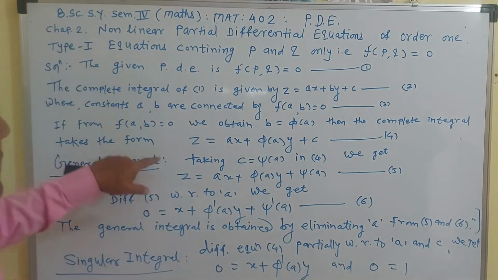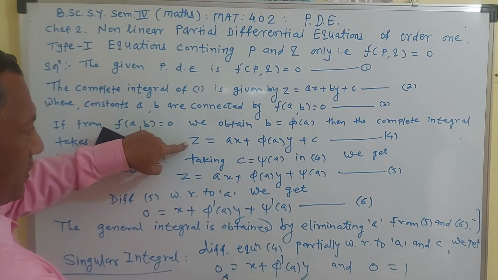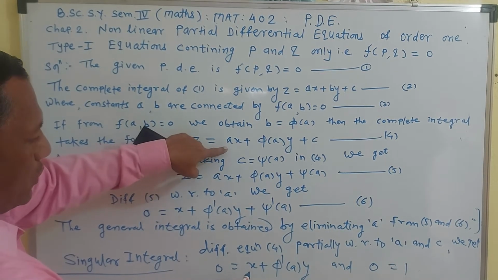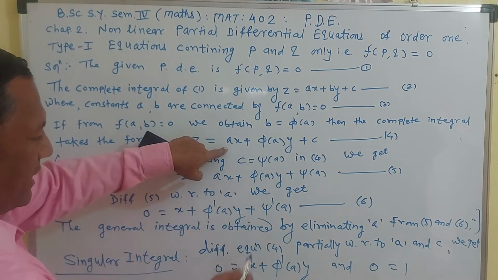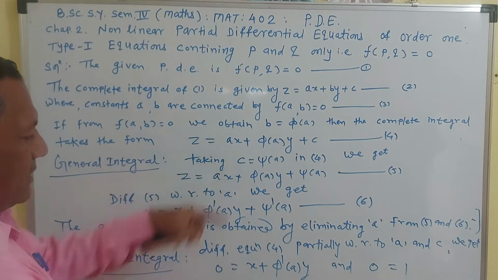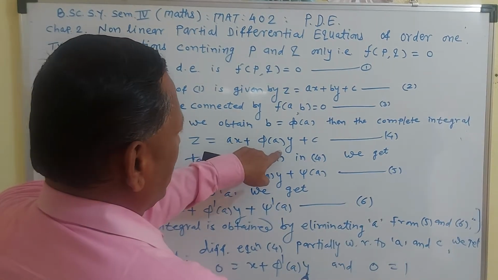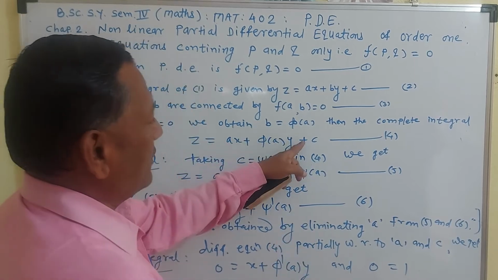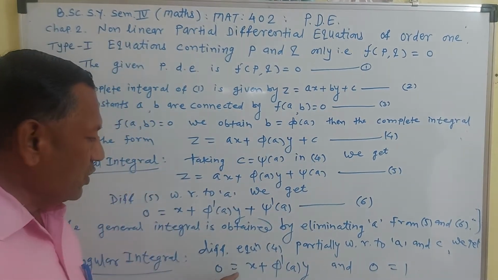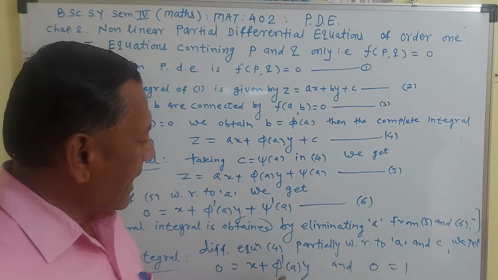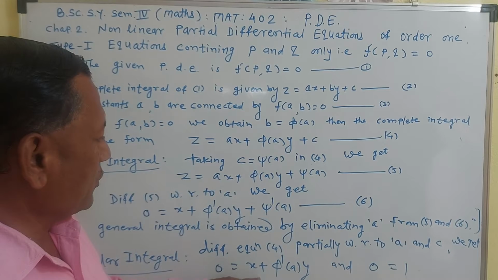So if you differentiate partially with respect to a in equation 4, the derivative of z with respect to a is 0, equal to the derivative of ax, which here gives x, plus phi dash a into y, where y is constant, plus the derivative of c, which is 0. So you obtain 0 is equal to x plus phi dash a into y when you differentiate with respect to a.